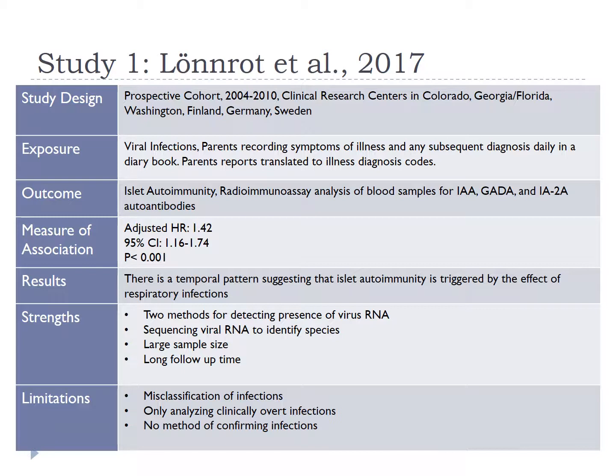The measure of association was an adjusted hazard ratio of 1.42 with a confidence interval of 1.16 to 1.74 and a p-value less than 0.001. This study had several strengths, such as using 2 different methods for detecting presence of viral RNA and confirming the presence of viral RNA by conducting sequencing in order to identify species. They also had a large sample size of 8,676 participants and a long follow-up time of 6 years.